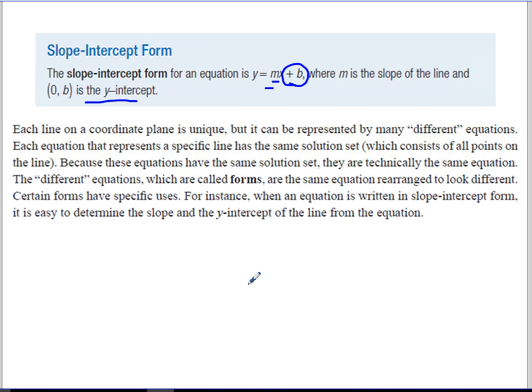Each line on a coordinate plane is unique, but it can be represented by many different equations. Each equation that represents a specific line has the same solution set, which consists of all points on the line. Because these equations have the same solution set, they are technically the same equation. The different equations, which are called forms, are the same equation but rearranged to look different. Certain forms have specific uses. For instance, when an equation is written in slope-intercept form, it's easy to determine the slope and the y-intercept of the line, and so it's easy to graph it if it's in this form.